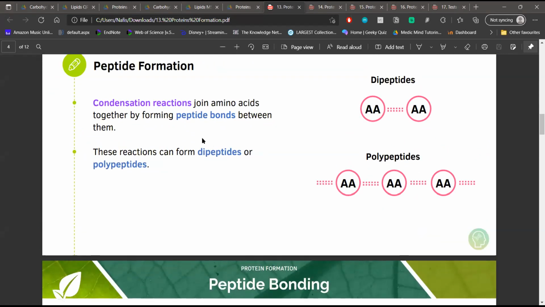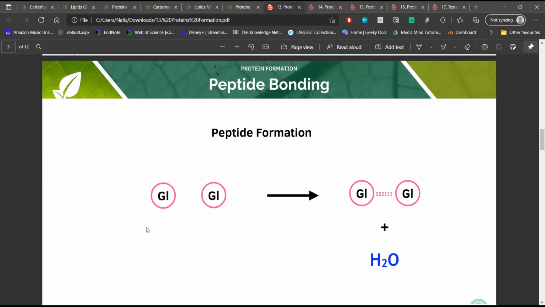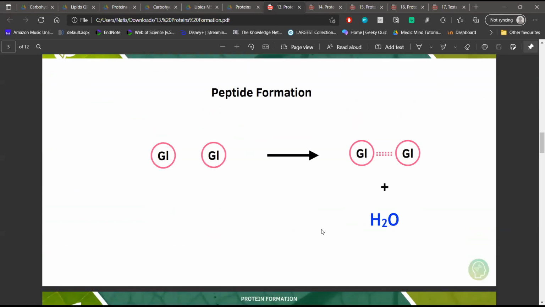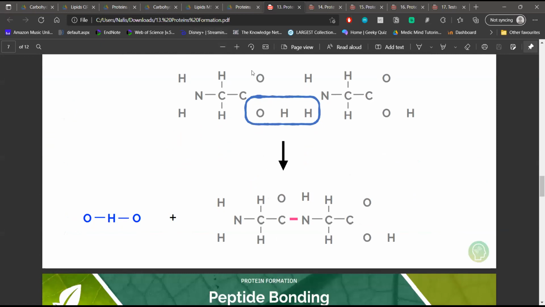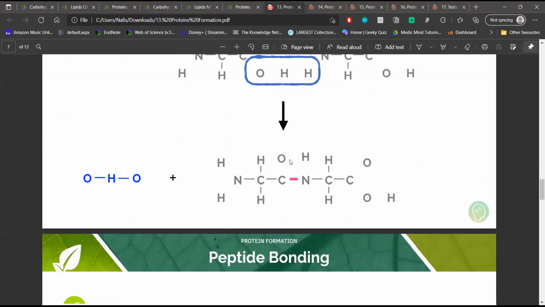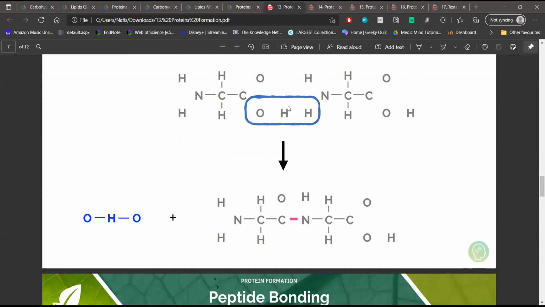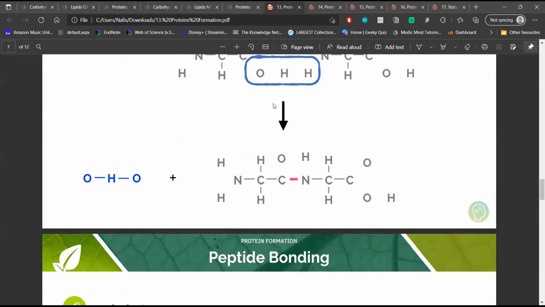And as we know, this is done by condensation reactions joining amino acids together, forming peptide bonds between them. These reactions can form dipeptides or polypeptides. So as we know, yeah, this is happening. Obviously they haven't drawn any of the bonds in here, but you know the principle. Remember, this is actually the only one where it's quite important to know. The OH comes from the carboxyl end, and the hydrogen comes from the amine end. You do need to be aware of that.